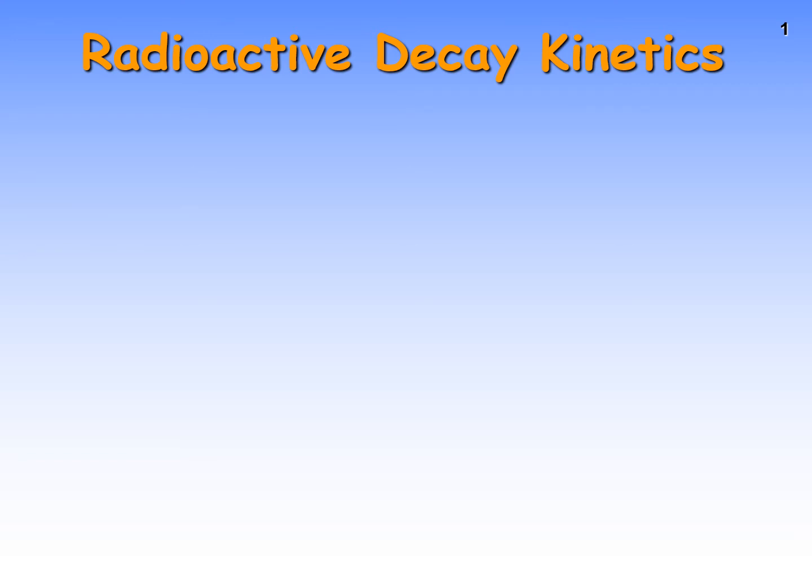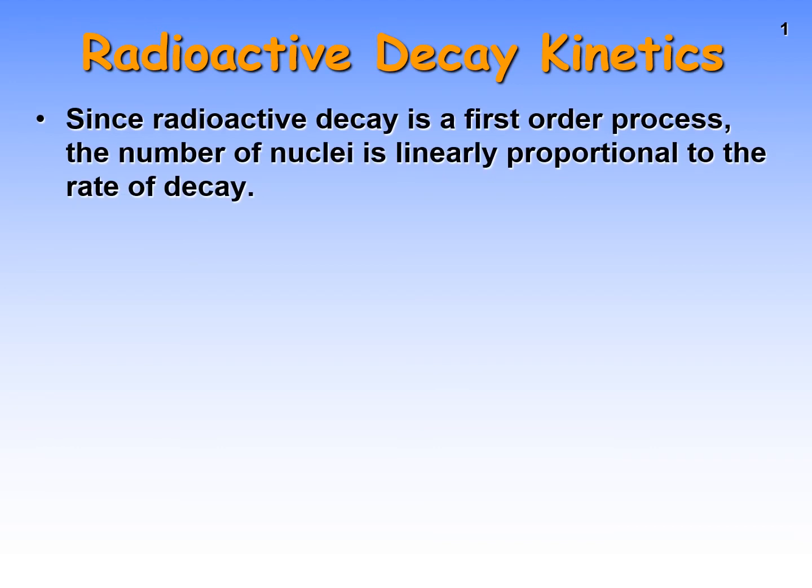Hello, Chem 1B. This is Chapter 20, Lecture Video 5, and we're going to talk a little bit more about decay kinetics. And so we know now that radioactive decays are always a first-order process. What's a consequence of that is that the number of nuclei that we had in our integrated rate law in the last lecture video is actually linearly proportional to the rate of decay.